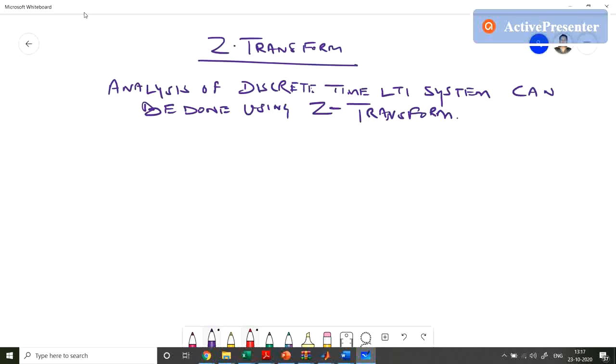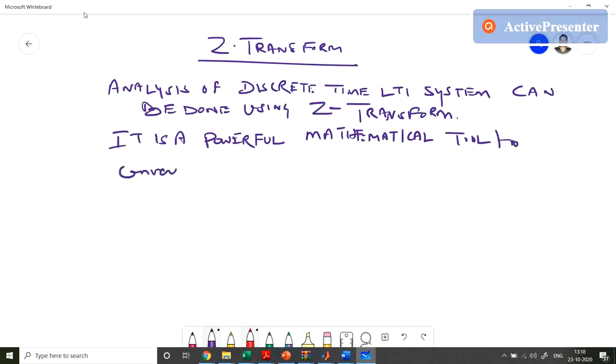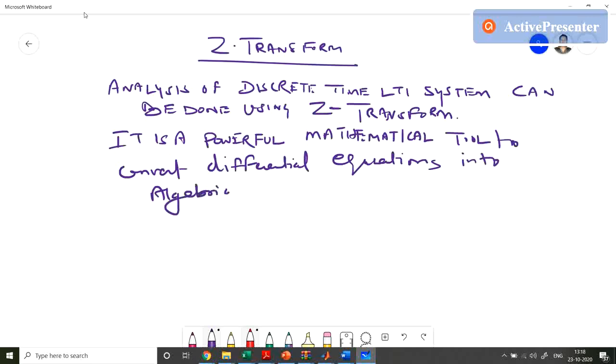So basically, what is the Z transform? The Z transform is a powerful mathematical tool to convert differential equations into algebraic equations. So it is very powerful.